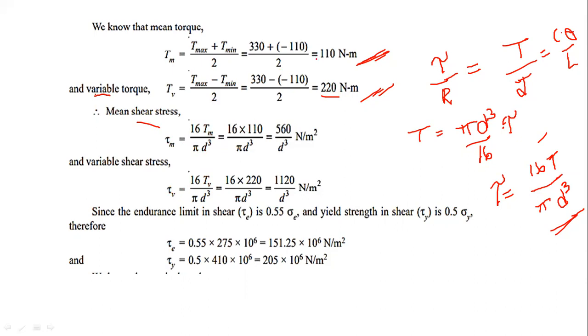Already we found that mean torque equal 110. So 560 by d cube is the mean shear stress. In a similar way, variable shear stress tau v equal to 16 Tv by pi d cube. So 1120 by d cube is the variable shear stress.